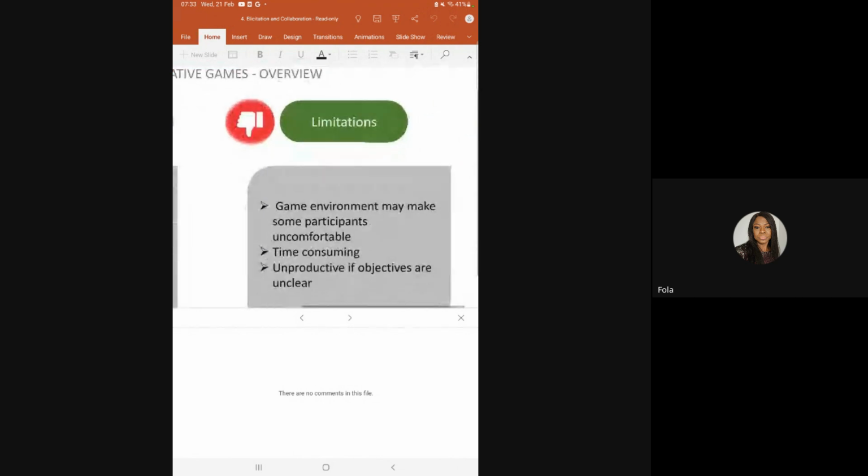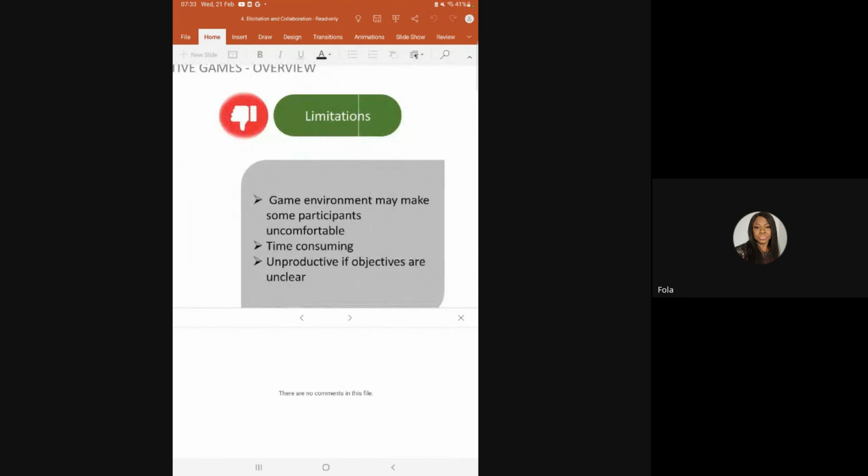So are you saying that collaborative games cannot be used in predictive? Are you saying that we can't use this in a predictive environment? Because when you said it follows adaptive or agile, I'm wondering. No, no, you can use it in predictive.